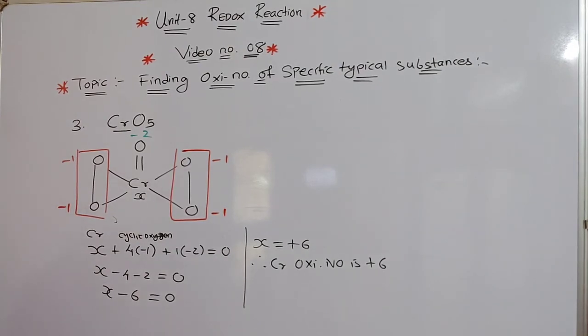So we will stop here with polyatomic ions and typical substances. Next time, from the equation we will be finding out the oxidation number, that is, what is oxidized, what is reduced and all that, I will be doing in the next video. Okay, thank you very much.